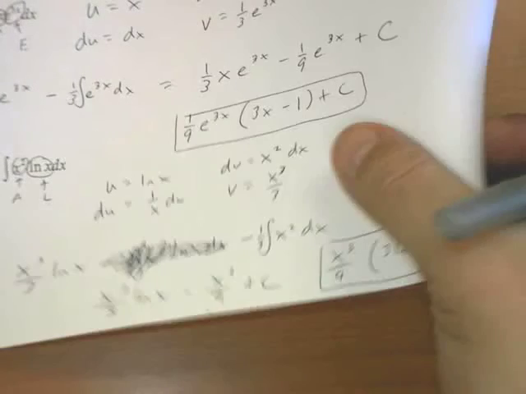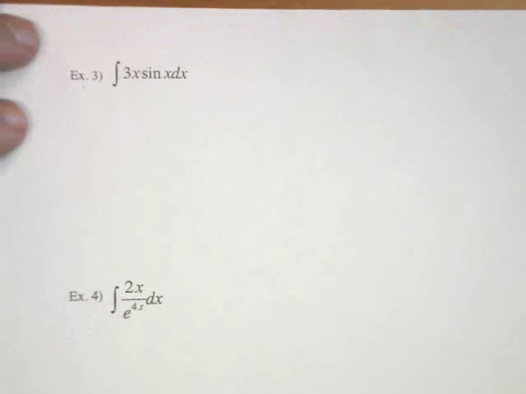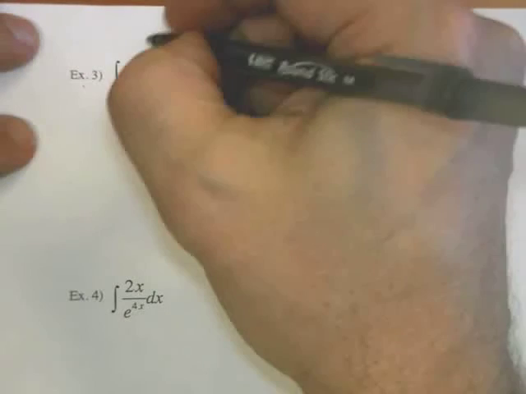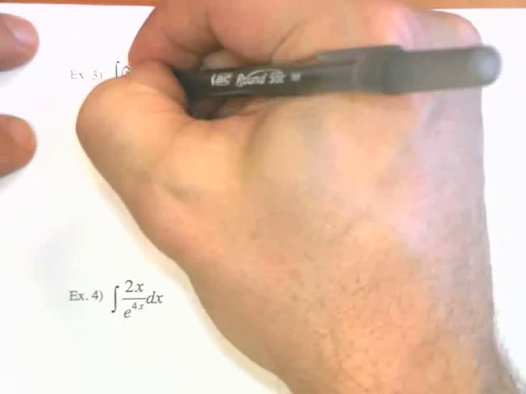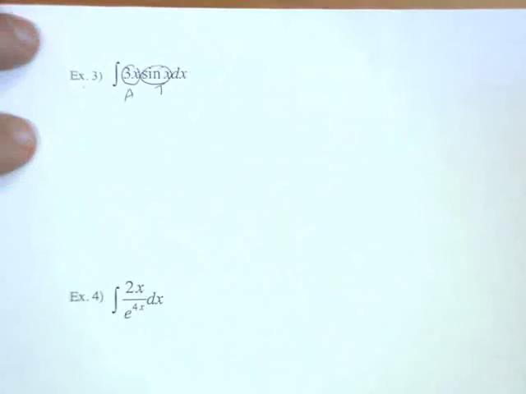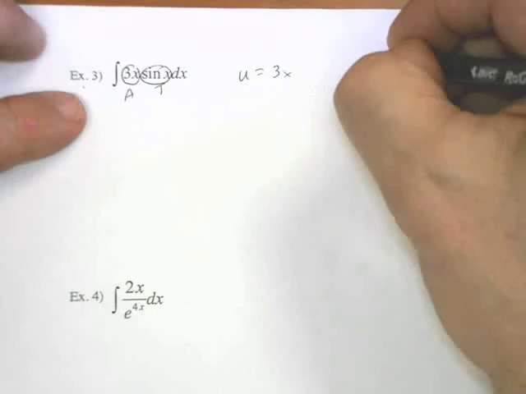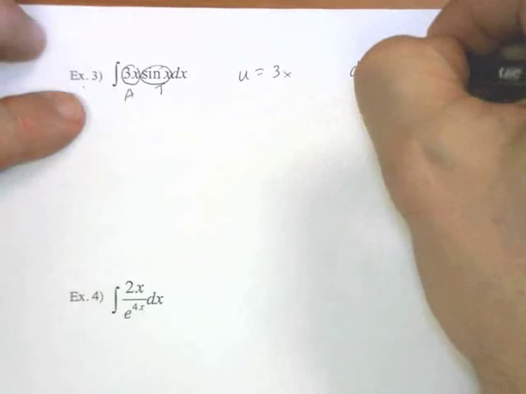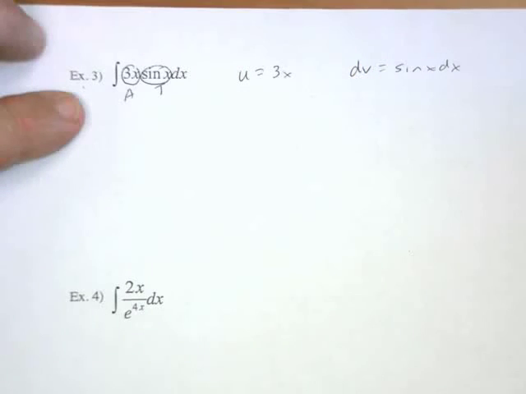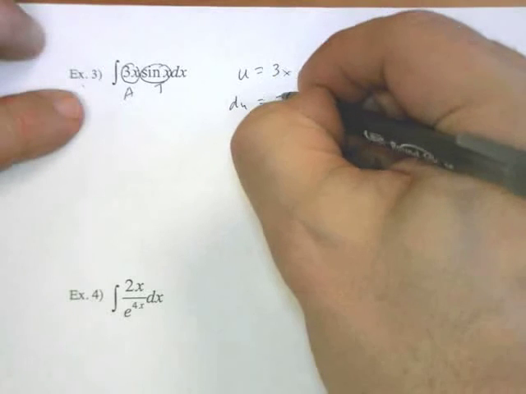Okay, let's try another one. For this particular example, we have 3x, which is algebraic, and we have sine x, which is trig. So in my acronym, A would be u, so 3x, and dv would be sine x dx. My du would be 3 dx.